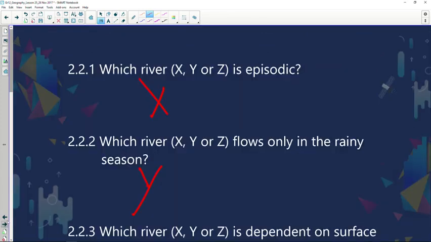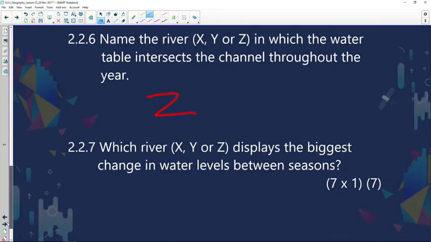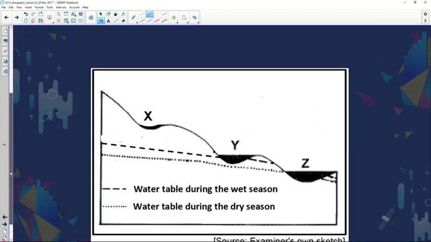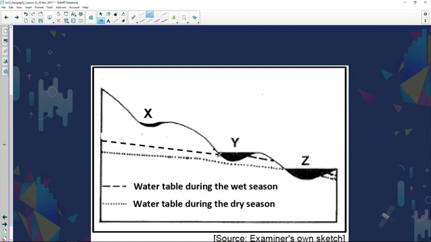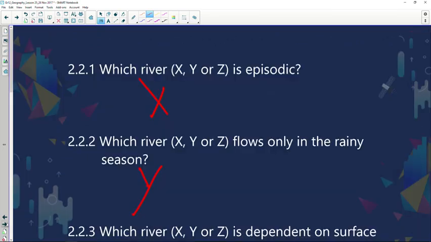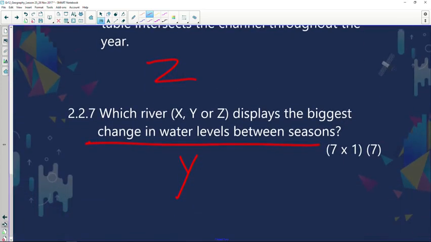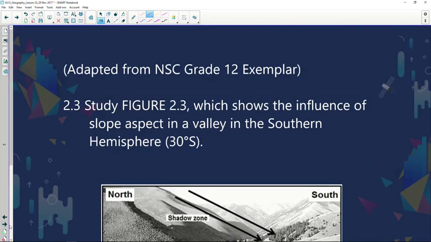And then our last question, 2.2.7, which river, X, Y, or Z, displays the biggest change in water levels between seasons? That will be river Y, because it experiences seasonal rainfall. Why? During wet season there will be water. The river will be a non-perennial river. There will be water in the river bed, but during dry season it will be completely empty. And that's how we managed to get to the correct answer. Okay, that was the short questions for question 2. Now let's quickly continue with 2.3.